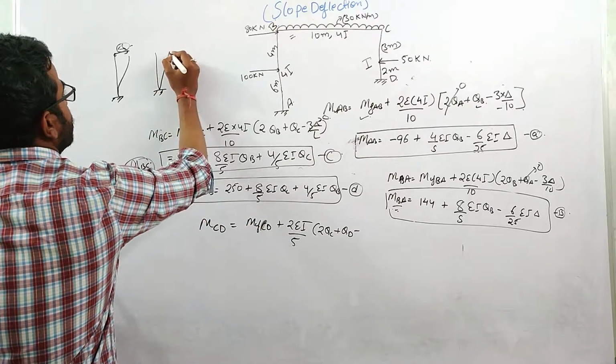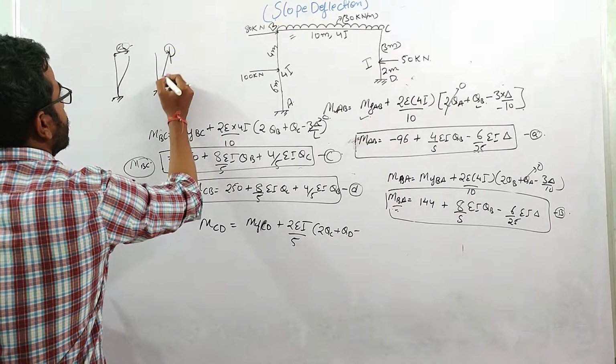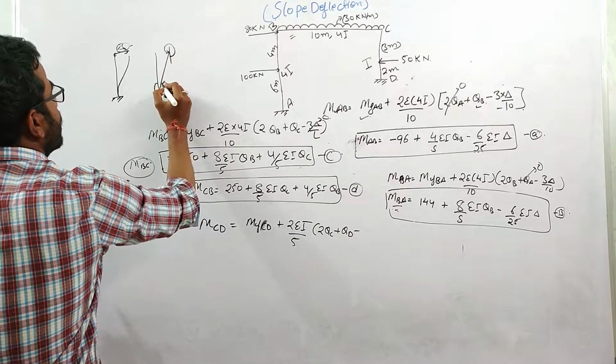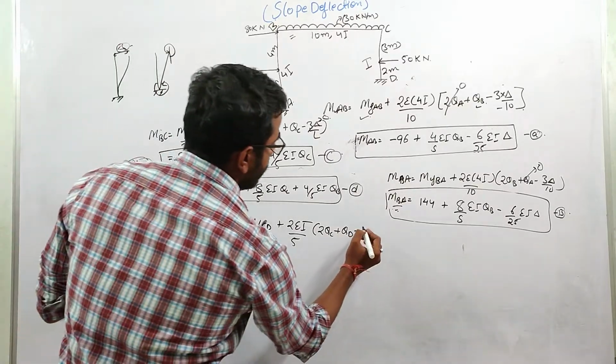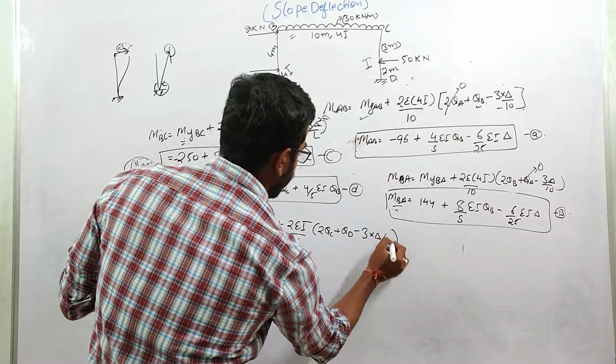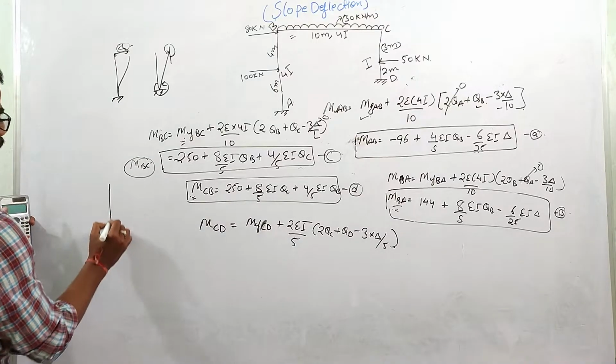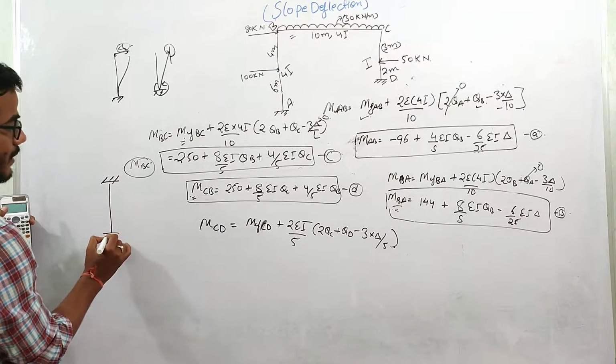If this is swaying like this, then to maintain the fixity at this point there will be an anti-clockwise movement, and here also an anti-clockwise movement. So it will be nothing but 3 delta over L. L is what? 5, right? So what is the value of this MFCD?